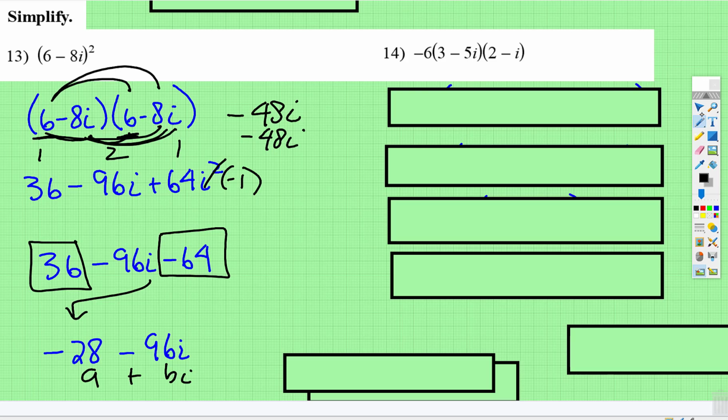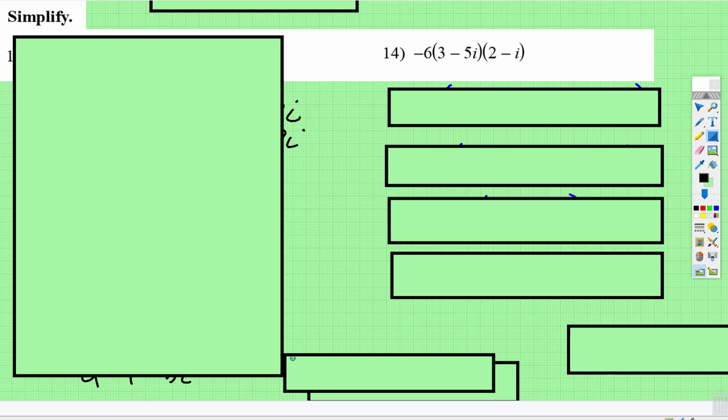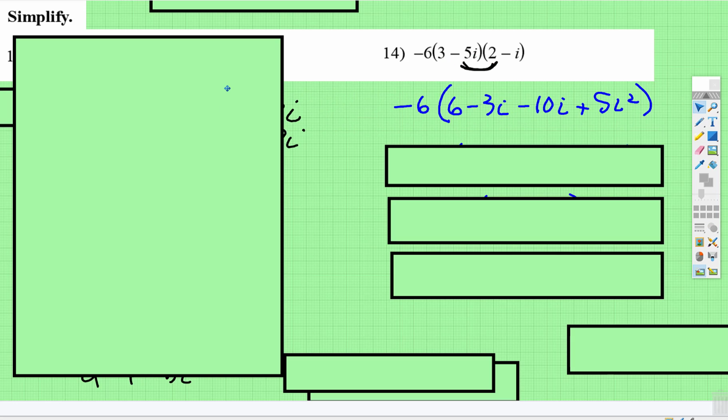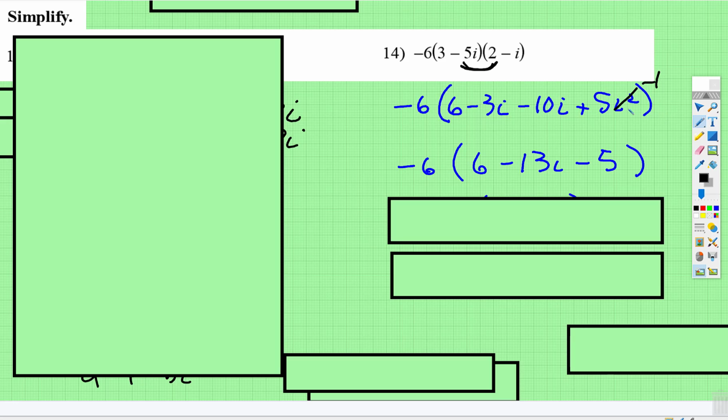And let's see what we have here on the next one. So the next one, I would probably simplify these two things first. Then the result of this, I would multiply by negative 6. I simplified this: 3 times 2 is 6. 3 times negative i is negative 3i. Negative 5i times 2 is negative 10i. Negative 5 times negative i is 5i squared, but i squared is negative 1, so that will be a negative 5. This becomes negative 5, and then negative 3i and negative 10i is negative 13i.